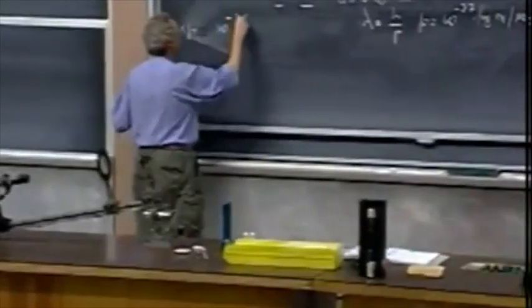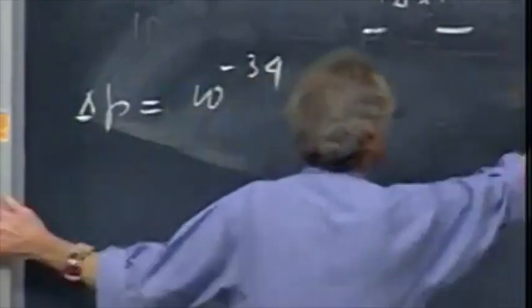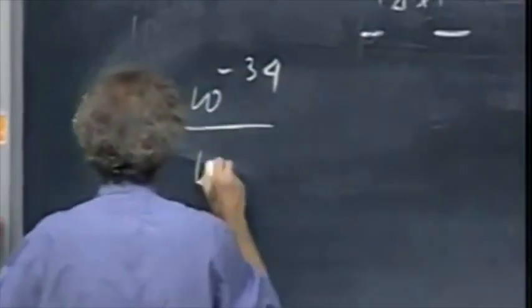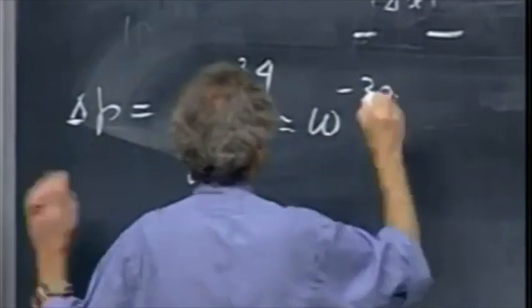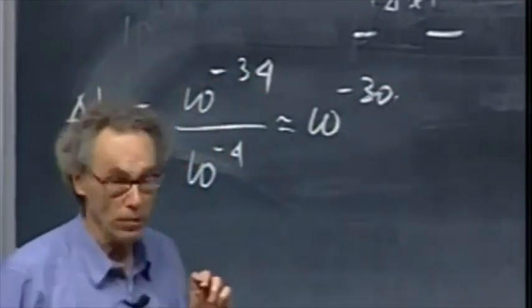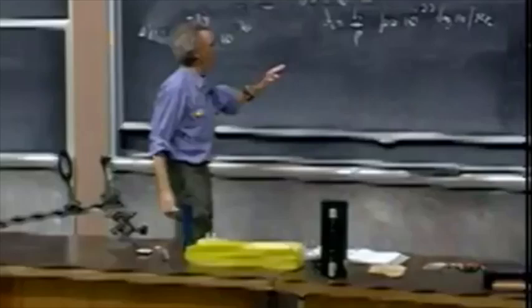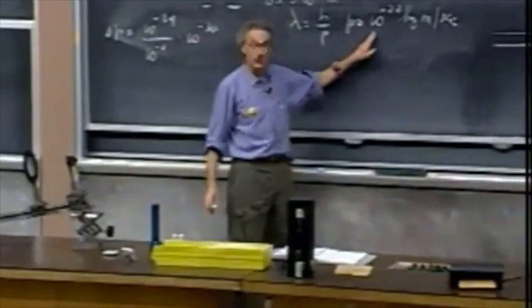The degree to which the momentum is undetermined, according to Heisenberg, is going to be 10 to the minus 34 divided by delta x, which is 10 to the minus 4th. So that is 10 to the minus 30. Very small. But the momentum itself is 10 to the minus 27. So it's only 1 part in 1,000.